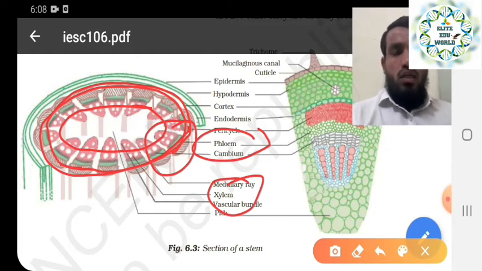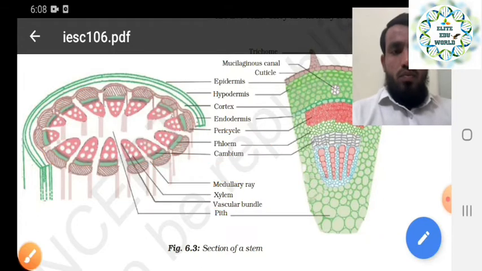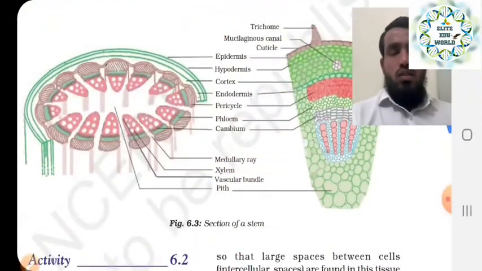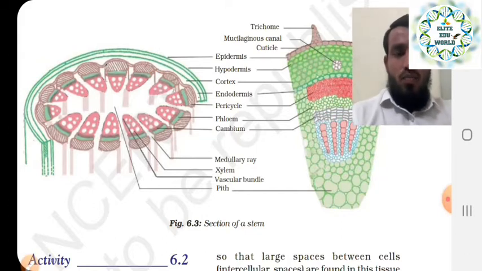It consists of different types of cells, as you can see. Here it shows the epidermis cells and hypodermis cells, which provide protection to the plant, the outermost layer of the plant. Then it also shows the phloem and xylem. So the result of this slide is that we can see there are different types of cells in the stem of the plant, right?